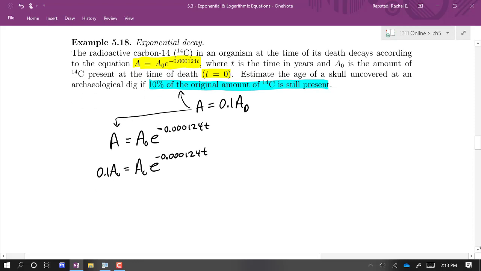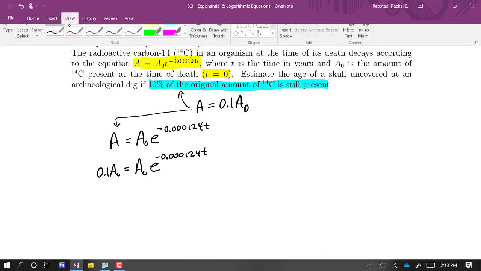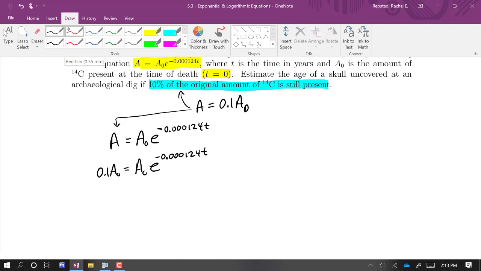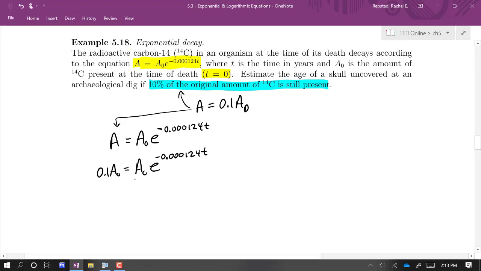So even if I don't know exactly how much was present at the beginning and maybe exactly how much is present now, as long as I can relate it and say, you know, I'm able to tell there's about 10% left, then this equation is still solvable because A naught is definitely not going to be 0. There was some carbon-14 at the time of death, and so that means that I can divide both sides by A naught. I am confident that that is not 0.